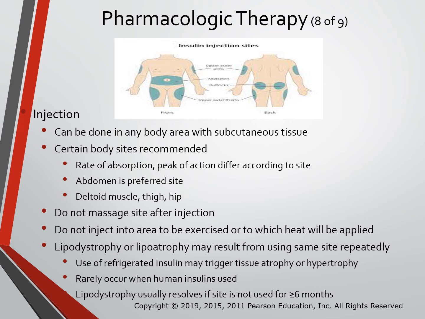So when you put the injection in, you put it in and hold it. I was always told to put it in and count to 10. 1, 2, 3, 4, 5, 6, 7, 8, 9, 10, and then pull it out. That's what I was always trained to do. It can be done in any body area where there's sub-Q tissue. So you see the little diagram here, and there's one on 821 as well.